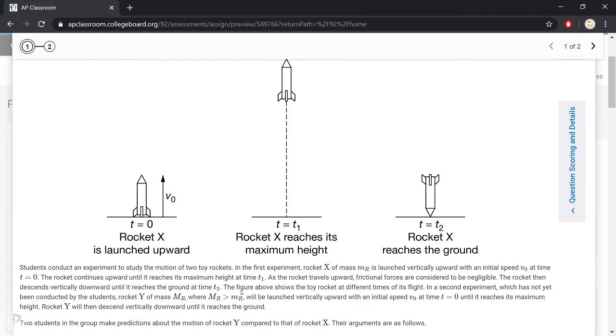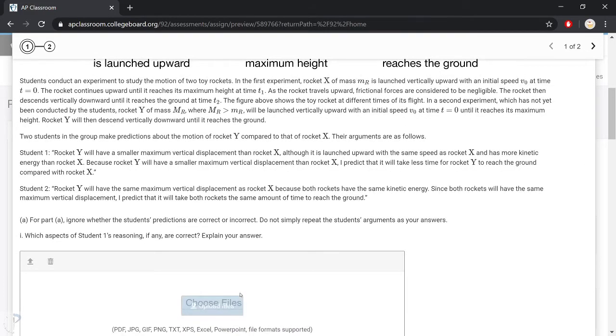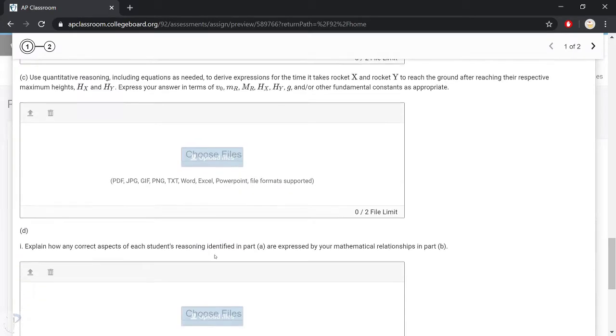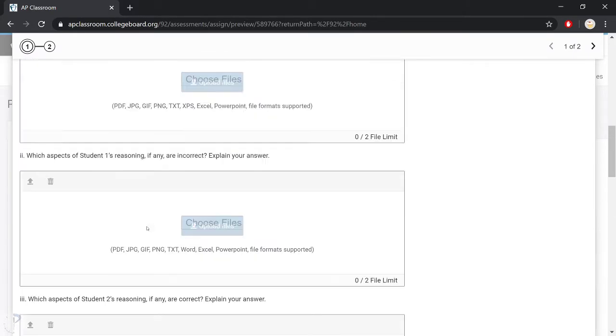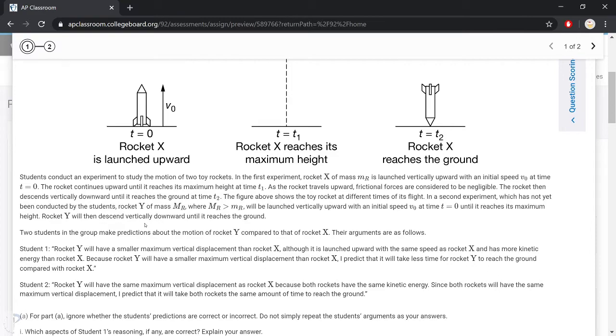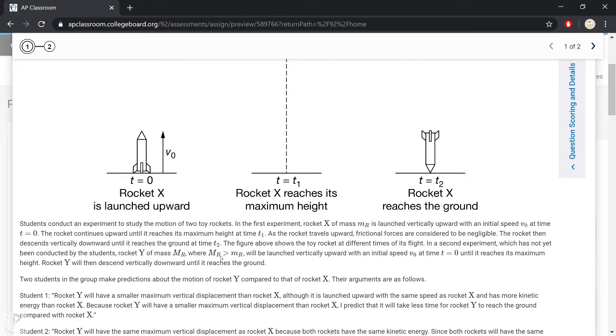Alright. The figure above shows the toy rocket at different times. Is this the one with the parachute? Don't tell me it's the one with the parachute. Okay, there's no parachute. Because we did one with a parachute, right? I think. The figure above shows the rocket. Okay.